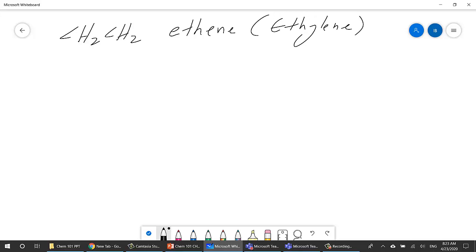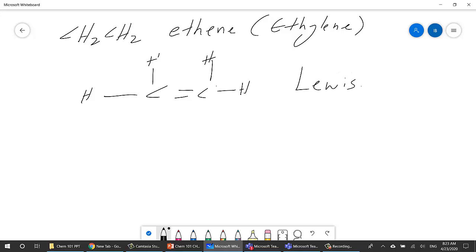What is the bond? What are the bonds here? If you draw the Lewis structure of this, the structure contains a double bond between the two carbons. You can try to draw the Lewis structure yourself, and you will end up with a double bond between the carbons. Now the question is, this is Lewis, right?